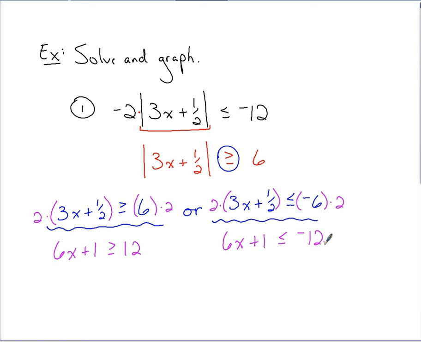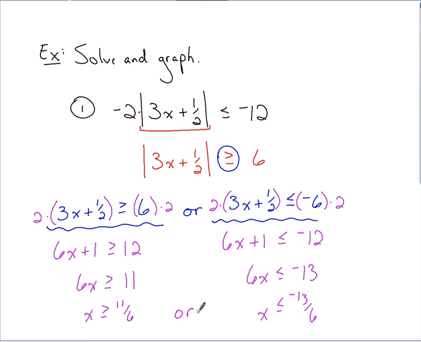So continue with the solving. Subtract 1. We have 6x greater than or equal to 11. If you don't mind doing two things at once, we can do this one as well. Subtract the 1 over. Got -13 there. At which point we divide by 6. X is greater than or equal to 11/6. Over here, x is less than or equal to -13/6. So we've got x is greater than or equal to 11/6, or we have x is less than or equal to -13/6.